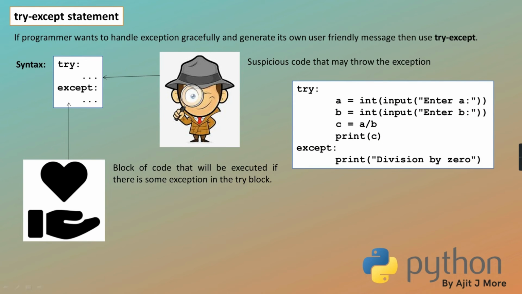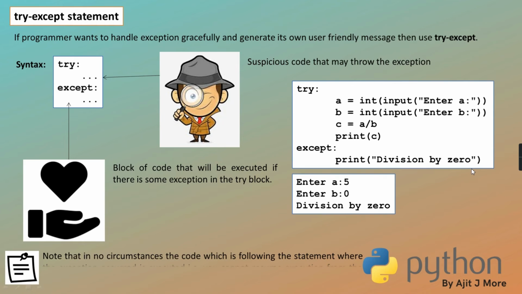Okay, see, this is just a simple example. You are running it, but while executing, you have given the input like this. First you have given 5, then 0. But because of 5 by 0, what has occurred? ZeroDivisionError has occurred and the control is transferred to except and it displays division by 0. It doesn't display the quotient.